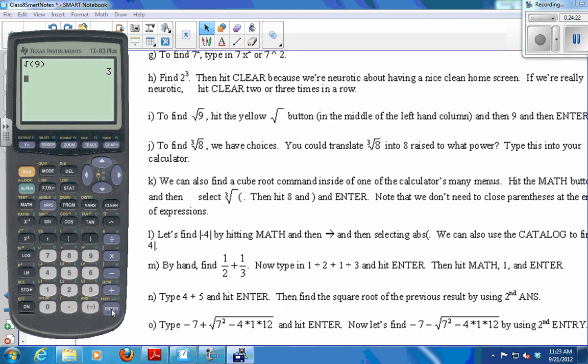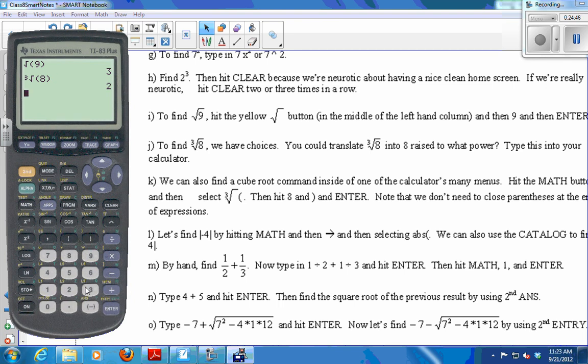If you want to do the cube root of 8, you have some choices. You can get there several ways. So first, you can just go to the math key. Math is the third one down on the left. And option 4 is cube root. So you choose that, you type in 8, and you get 2.